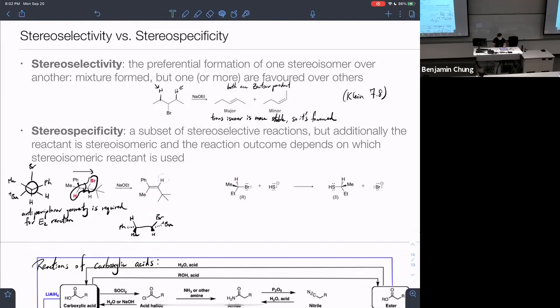is now on this side. Do you guys see that? So this tert-butyl would be where the hydrogen is, and this hydrogen would be where the tert-butyl is. So that would be the opposite isomer.